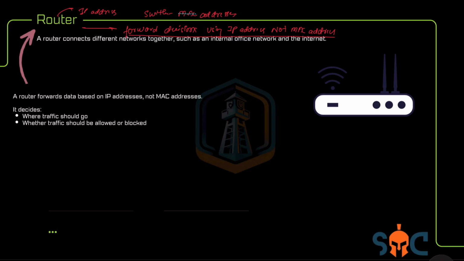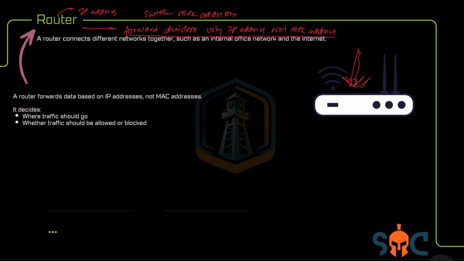If a switch is like a mail room inside a building, a router is a post office that sends mail between different buildings and cities. That is a very simple explanation of a router. Okay, so how does a router actually work? When data reaches a router, the router reads the destination IP address, checks its routing table, and determines the best path to forward the data.